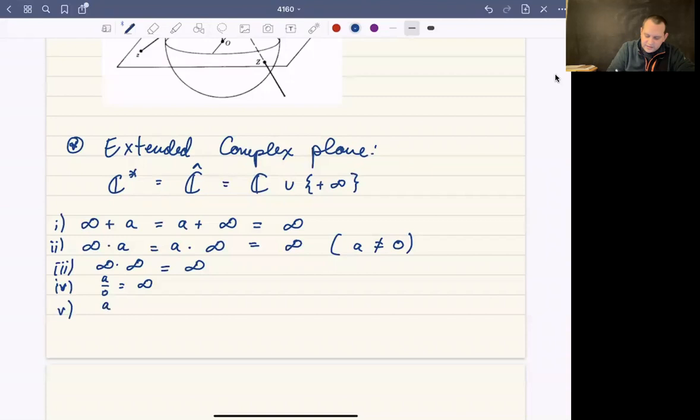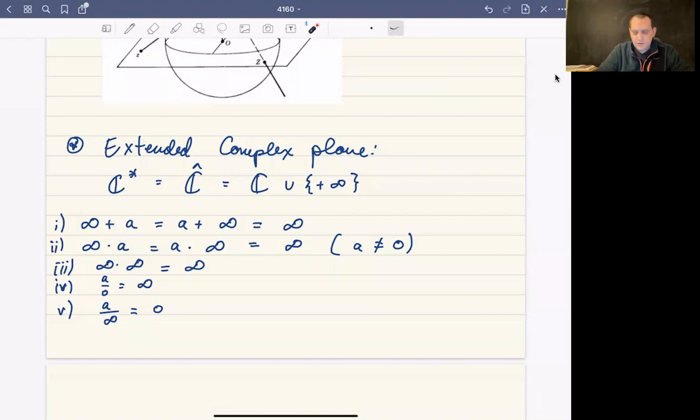And then analogously, if you have a over infinity, that's 0. So this fifth rule does actually hold when you think about analogs in the real sense. So if you were to have a over a really large number, whatever your a is, this is going to go to 0. Okay, so this is called the extended complex plane. This is a nice way that you can kind of formalize how this works.